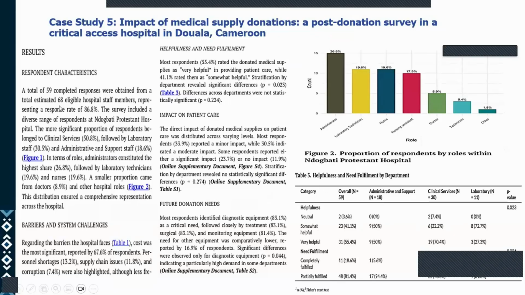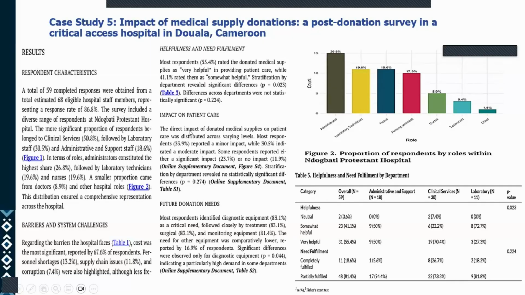So here, a total of 59 completed responses were obtained from a total estimate of 68 eligible hospital staff members. You directly understand that it was first of all 68, and finally you have an analysis of 59, and it is presented here in the tables. So the survey included a diverse range of respondents. You also present them in terms of roles, administrators, constituted of these, paragraph, subheadings, and paragraph.